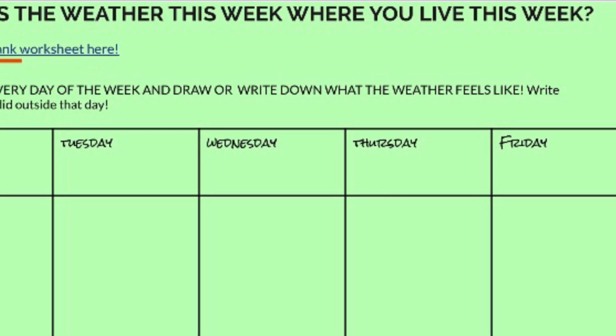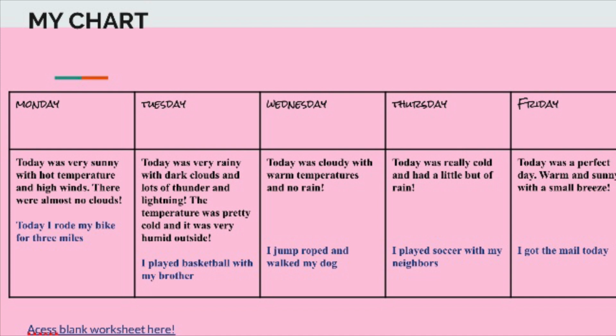So this is my chart, and as you can see, each day I filled in the temperature. For example, on Monday it was really sunny and hot, and on Friday it was a perfect day with a small breeze. Then below that you can see that I wrote down my favorite activity I did that day. For me, Wednesday was my favorite day, where I jumped rope and walked my dog.